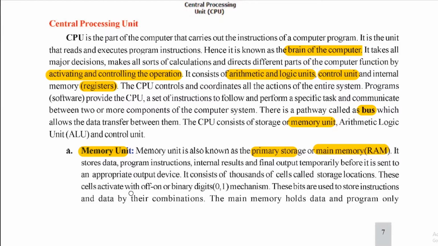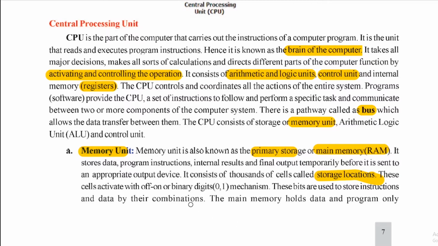The data and instructions which are currently executed or needed by the CPU must be kept somewhere. Where do you keep them? They are kept in the primary memory, which we call random access memory. It consists of thousands of cells called storage locations. We'll learn in detail next year. These cells are activated in the form of zeros and ones. Everything is in the form of zeros and ones. These bits are used to store instructions and data by their combinations. Data is in the form of zeros and ones, and an instruction is also a combination of zeros and ones.